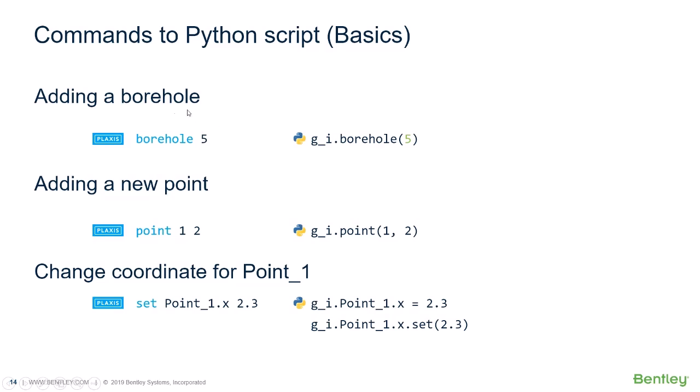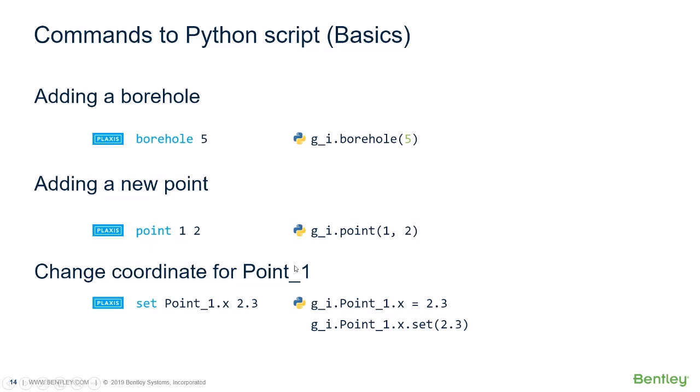If we look at some different commands, for instance, adding a borehole in Plaxis 2D requires the borehole command and the x coordinate. In Python, we have g_i.borehole and then between brackets 5, because that's the input parameter for setting up the borehole. If you want to add a new point, the command line would say point 1 2. In Python, it would mean g_i.point and then the parameters are 1, 2. So the x coordinate first and then the y coordinate.